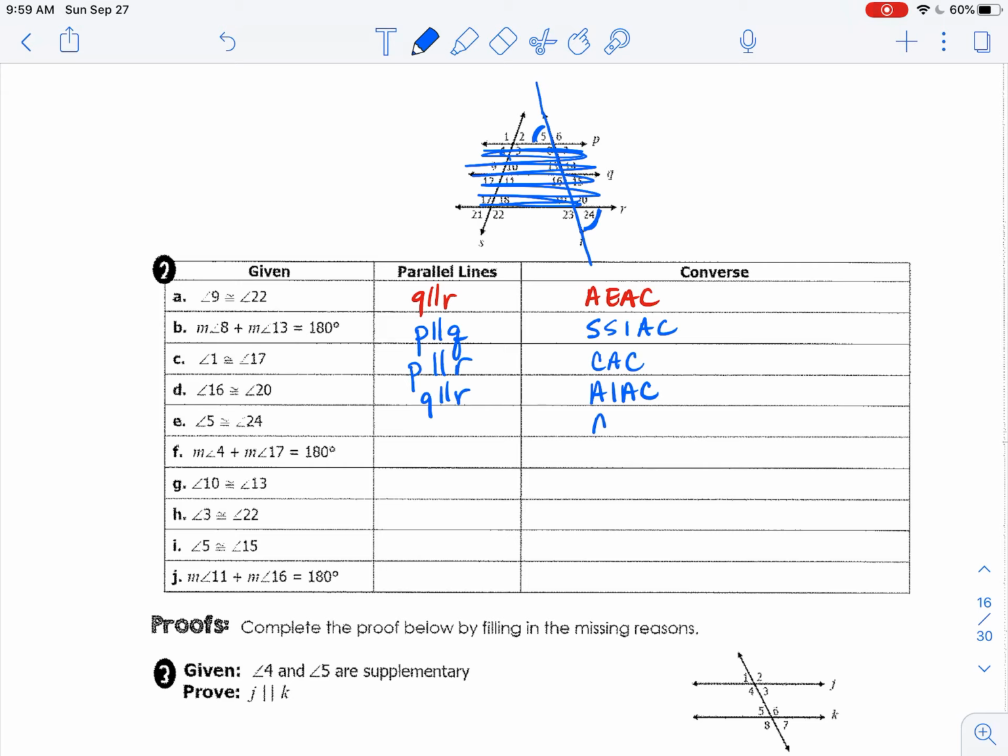This would all be the interior region, so these are going to be alternate exterior angles converse, and they prove these two lines are parallel, P and R.